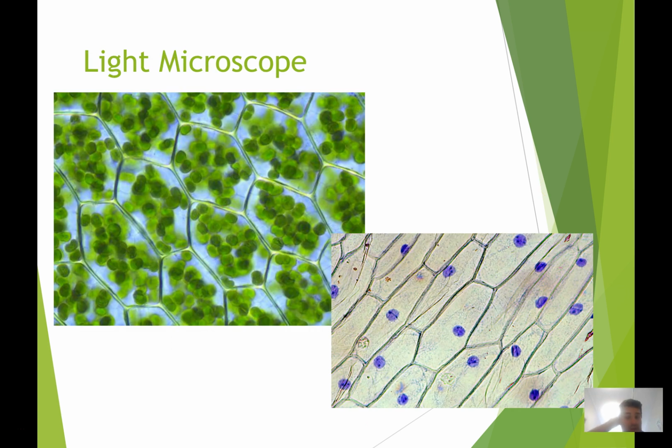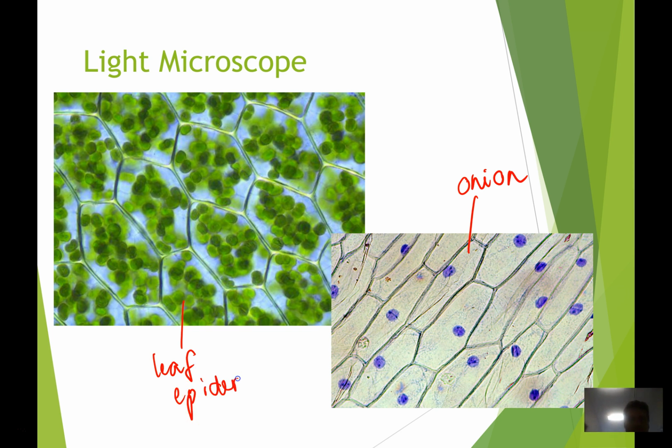So under a microscope, I think plant cells look even cooler than animal cells, and that's one of the reasons we're going to be looking at mostly plant cells. But here we have some onion cells. And then over here, we've got leaf epidermal cells. So when we look at cells under a microscope on Tuesday, you're going to see both kinds of cells.